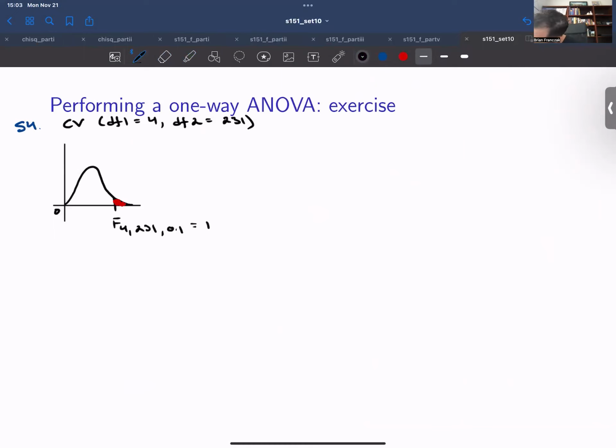So my critical value is 1.99. And then you can see that the test statistic does not get into the rejection region. So this means that we are not going to reject.